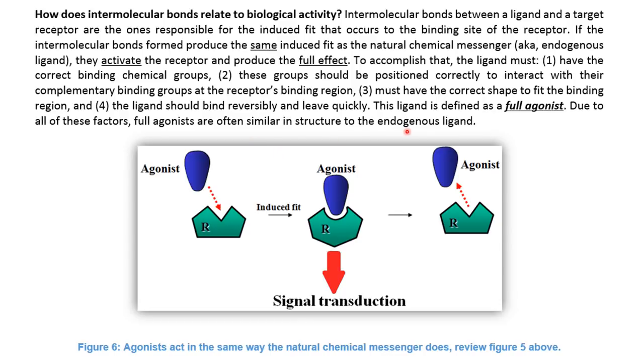But if we do, this drug would be very similar in structure to the natural chemical messenger, and we would call it a full agonist. In this example, in this figure, we see the same effect of the agonist compared to the effect of the natural chemical messenger we have seen in figure 5 previously.